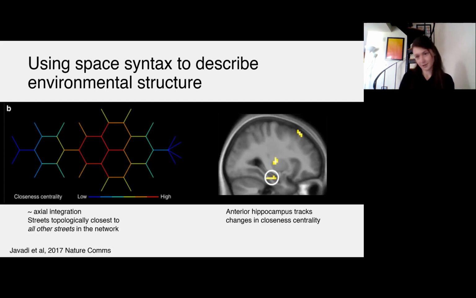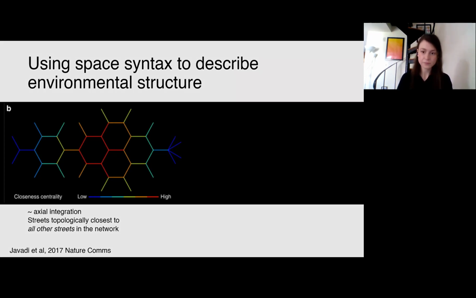So again, I'll be talking about behavioral work, but this is an interesting point that suggests that even the brain seems to represent something about environmental structure expressed in this way.